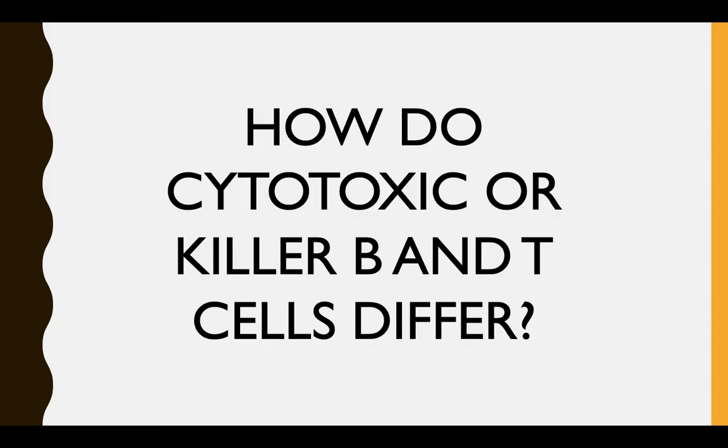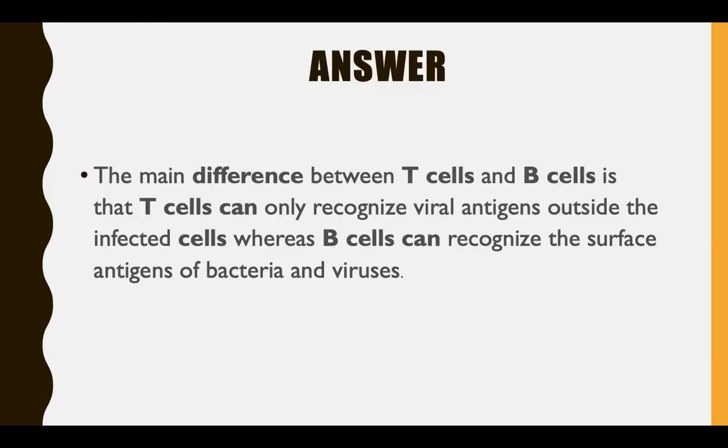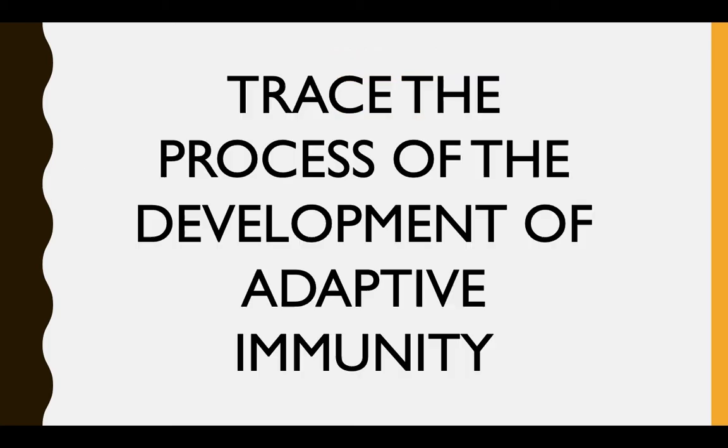Okay, so for our next question, how do cytotoxic T cells or killer T cells and B cells differ? So, the main difference between T cells and B cells is that T cells can only recognize viral antigens outside the infected cells, whereas B cells can recognize the surface antigens of bacteria and viruses.